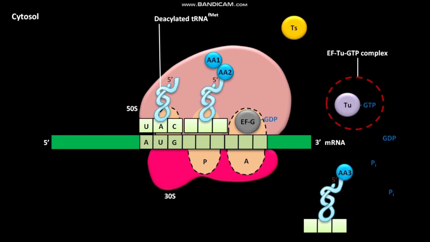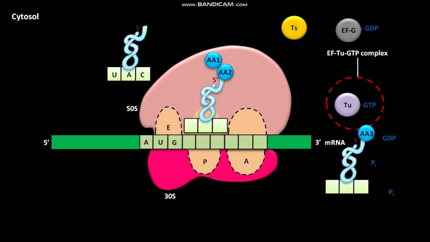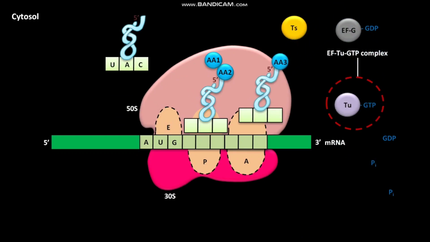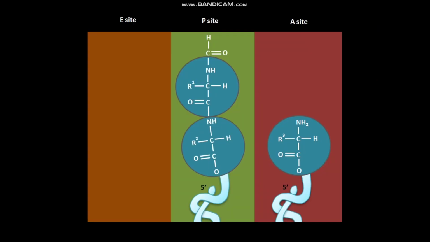EF-G GDP complex then leaves its occupied site in the ribosome. An amino acid tRNA 3 then occupies the A site in the ribosome. At the same time, the deacylated tRNA fMet leaves the E site. Now, the ribosome forms another peptide bond between the second amino acid of the dipeptide and amino acid 3. The dipeptidyl tRNA 2 in the P site of ribosome looks like this.